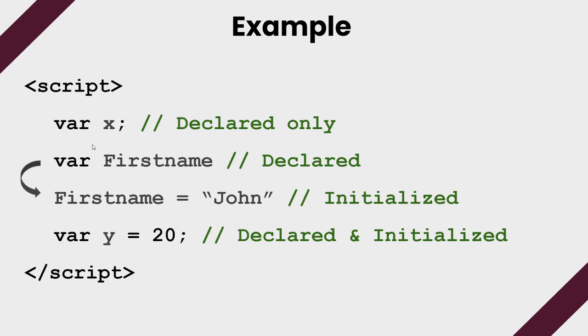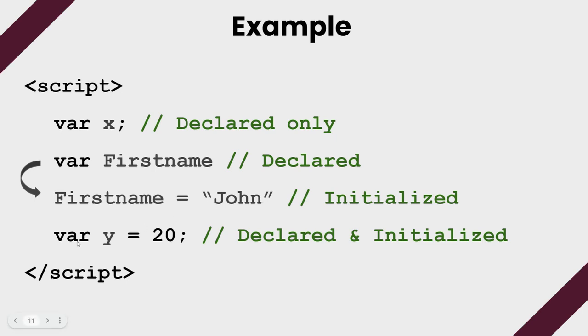But you can see that below it, the variable name is being assigned a value, which is a string of John. So here we can see that we declared the variable on one line, and we initialized it on another line. Having it this way is acceptable in JavaScript.